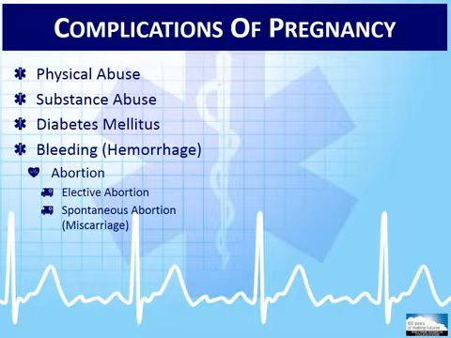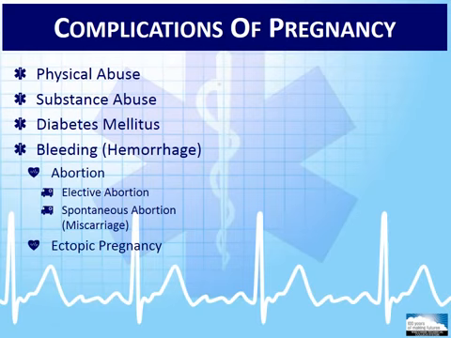Bleeding can also result from an ectopic pregnancy, where a fertilized egg implants itself somewhere other than within the uterus, such as a fallopian tube.